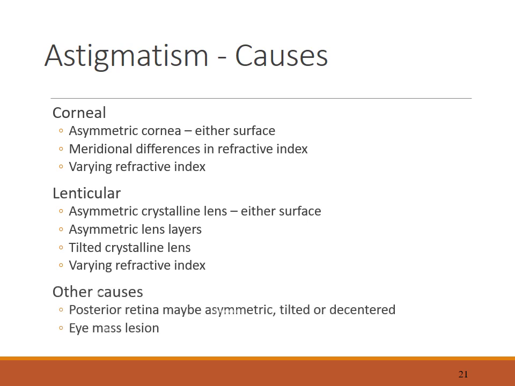Other causes of astigmatism can be because the posterior retina may be asymmetric, which is tilted or descended, and also because of a lesion of the eye.